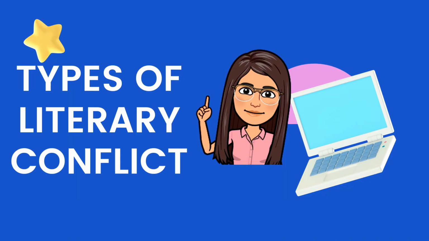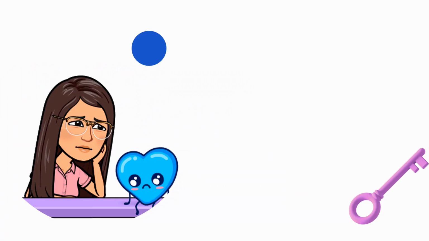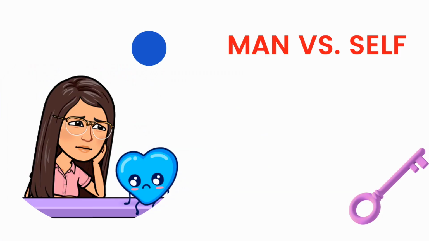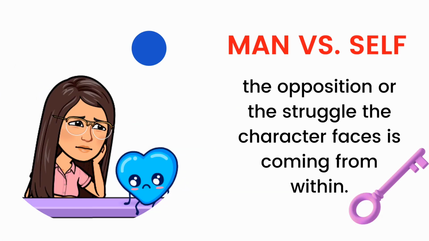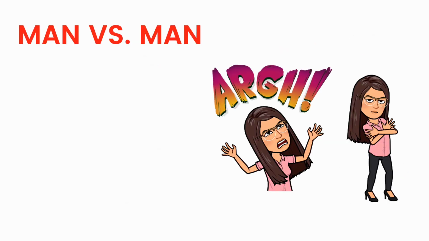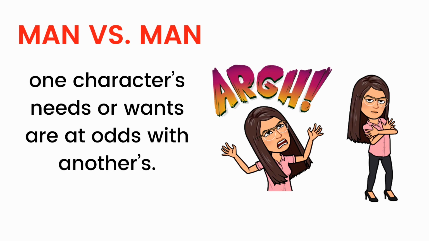Now, let us have the types of literary conflict. The first is man versus self. The opposition or the struggle the character faces is coming from within. The second one, man versus man. One character's needs or wants are at odds with one another's.